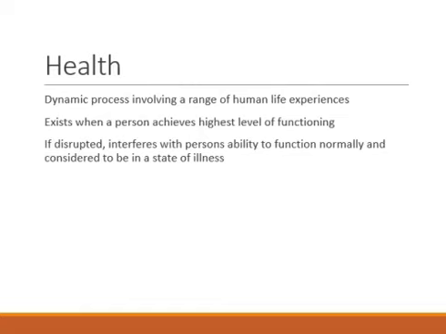All right, health is going to be our next portion of this model. Health is viewed as a dynamic process that involves a range of human life experiences, and health exists in people when they can achieve their highest level of functioning. Health is the primary goal of the client in the King model. It's achieved by continually adjusting to environmental stressors and setting and achieving goals for one's role in life. Anything that disrupts or interferes with people's ability to function normally in their chosen roles is considered to be a state of illness.